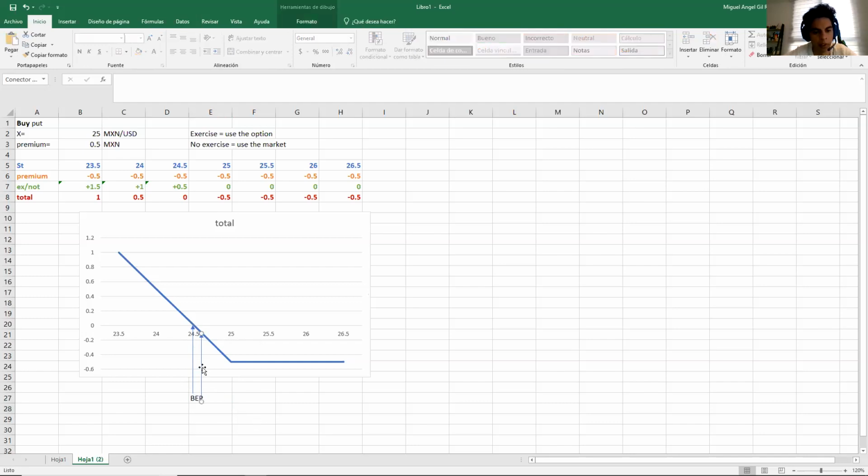Then the next thing that I always ask is, where is at the money? Remember, at the money is the place where the graph changes. It is a place where you don't care if you want to go to the market or if you want to go to and use your option, or it is also the same number as the strike. So in this case, it's 25. This will be at the money.